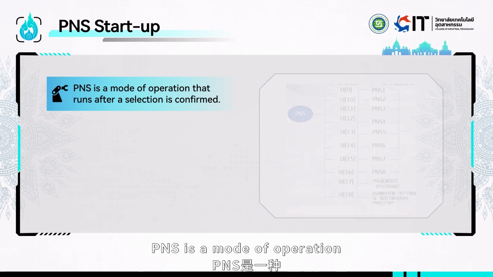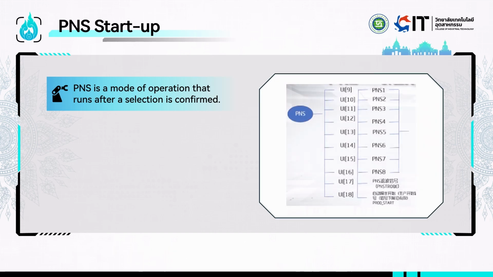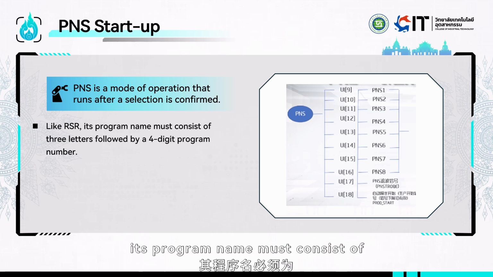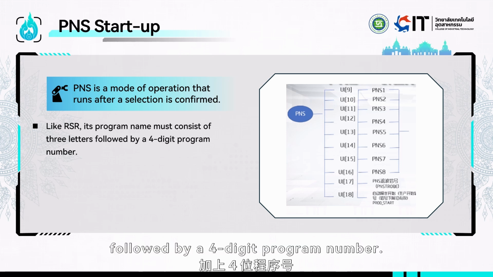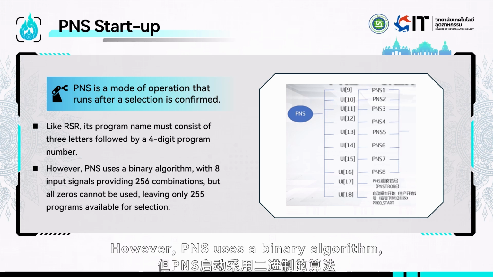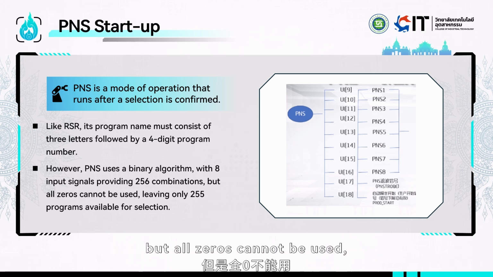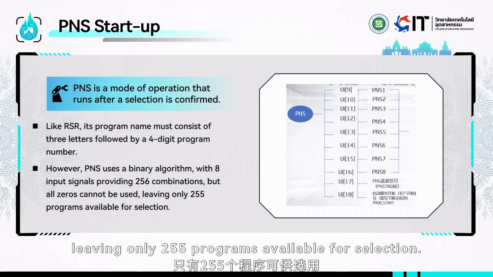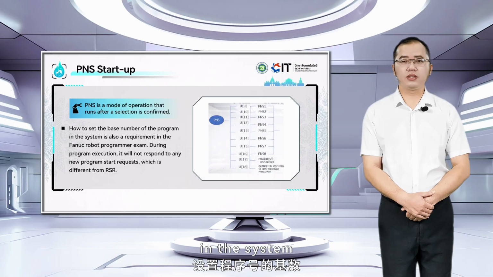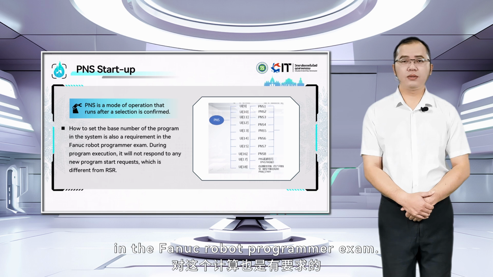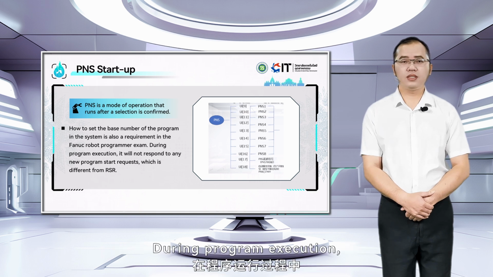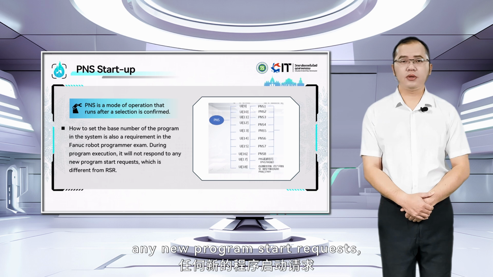PNS is a mode of operation that runs after a selection is confirmed. Like RSR, its program name must consist of 3 letters followed by a 4-digit program number. However, PNS uses a binary algorithm with 8 input signals providing 256 combinations, but all zeros cannot be used, leaving only 255 programs available for selection. How to set the base number of the program in the system is also a requirement in the FANUC robot programmer exam. During program execution, it will not respond to any new program start requests, which is different from RSR.